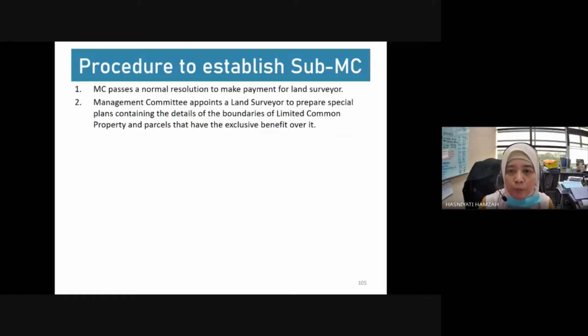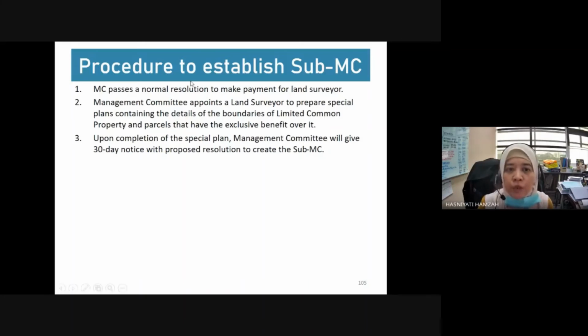Third step, upon completion of the special plan, Management Committee will give 30-day notice with proposed resolution to create sub-MC. Management Committee will call for a meeting, EGM, Extraordinary General Meeting. 30-day notice must be given with proposed resolution just now. Proposed resolution, in other words, motion, the motion to create sub-MC. Okay, kenapa 30-day notice? Because this falls under apa resolution?